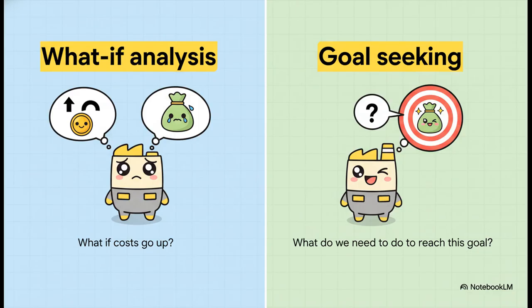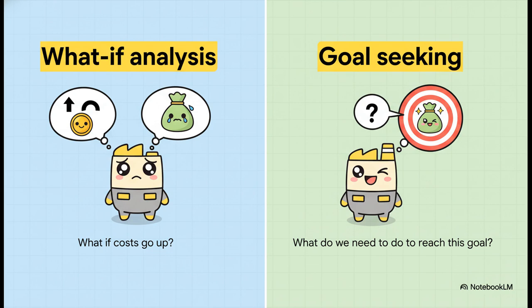These 2 phrases are absolute gold for your exam answer, so write these down. First, you have what-if analysis. That's asking questions like, hey, what happens to our profit if our main supplier jacks up their prices by 10%? Then you have goal-seeking, which is basically the reverse. It's asking, okay, we want to hit a 15% profit margin.